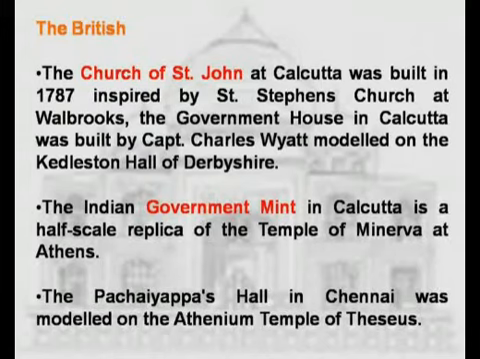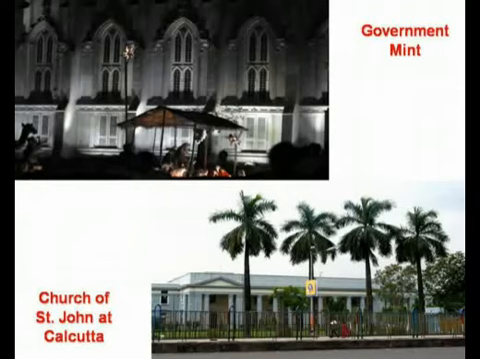For instance, the Church of St. John at Calcutta was built in 1787, inspired by St. Stephen's Church at Walbrook. The Government House in Calcutta was built by Captain Charles Wyatt, modelled on the Kedleston Hall of Derbyshire. The Indian Government Mint in Calcutta is a half-scale replica of the Temple of Minerva at Athens.